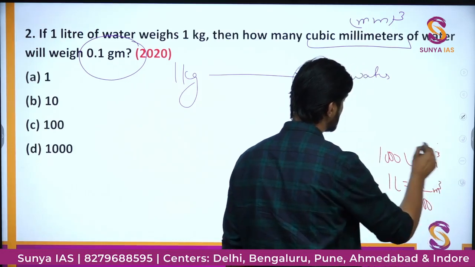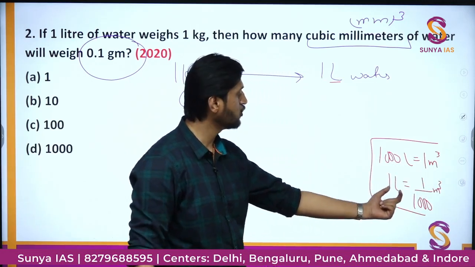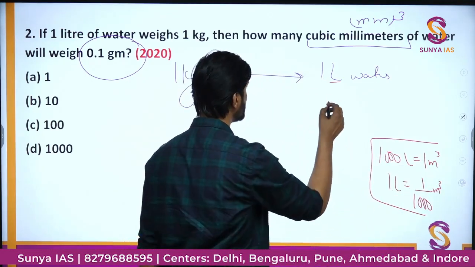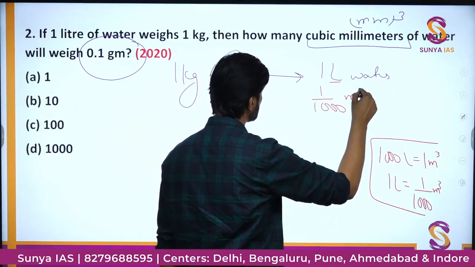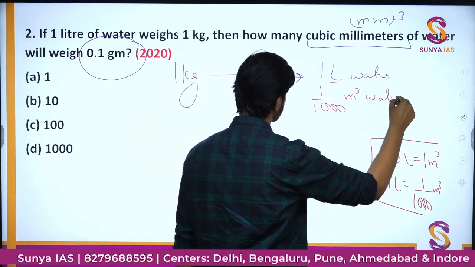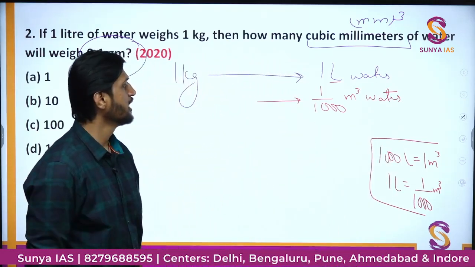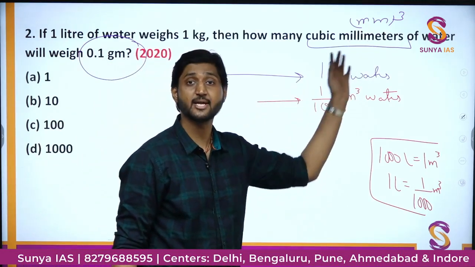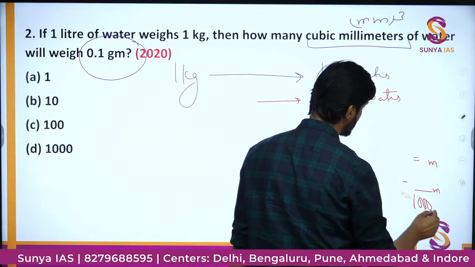cube. Is it clear? 1000 liters make up 1 meter cube. So 1 liter will be only 1 upon 1000 of a meter cube. Here you can write this is nothing but 1 upon 1000 meter cube of water in 1 kg. After that, we have to convert this meter cube further into millimeter cube. For that, we will do a simple thing.